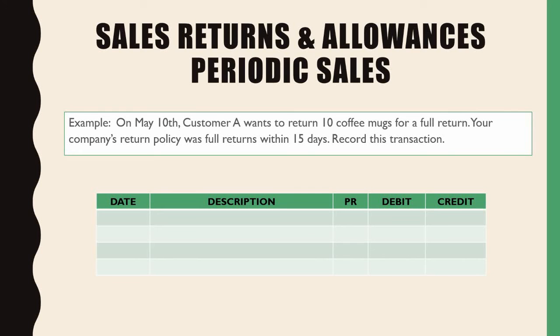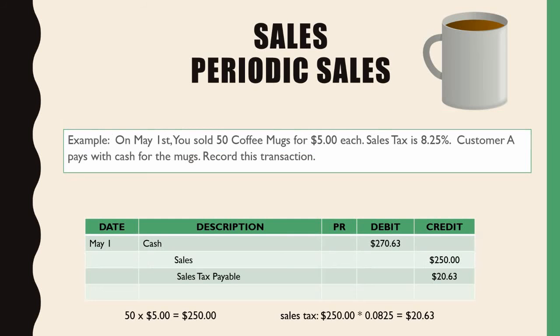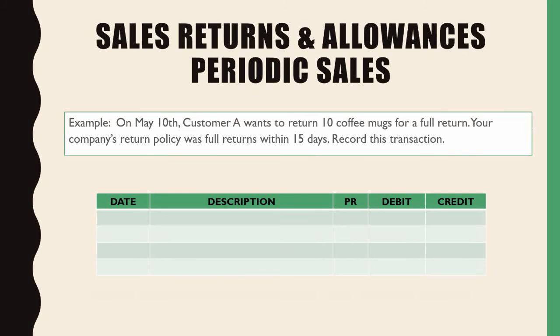So record this transaction. In this case, I sold the product to customer A on May 1st. My company store policy is that they could receive a full credit or cash back guaranteed if they return the product within 15 days. Fast forward 10 days later, it's May 10. So they meet the return policy date. They're within terms, so we are obligated to give the money back.